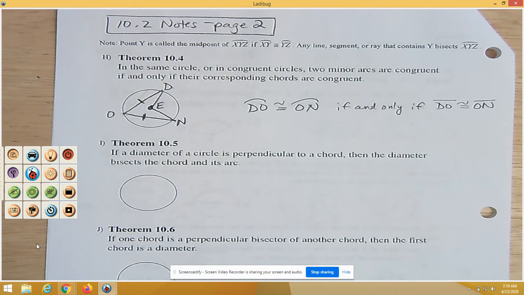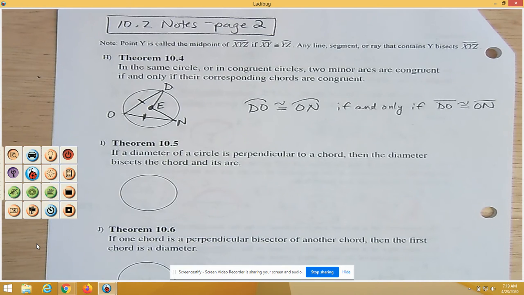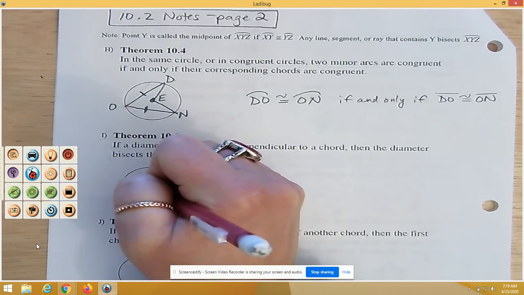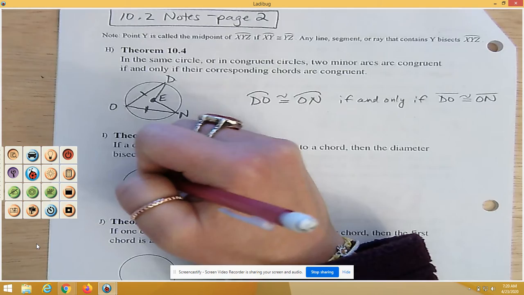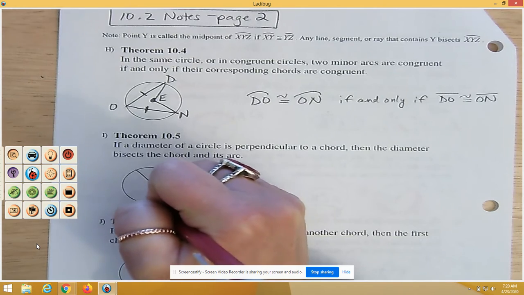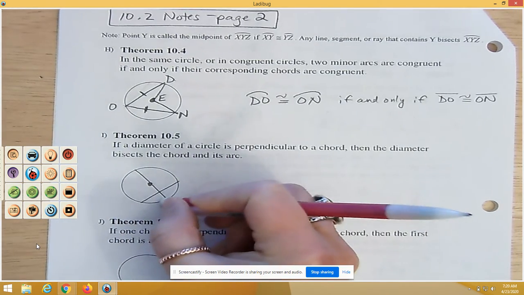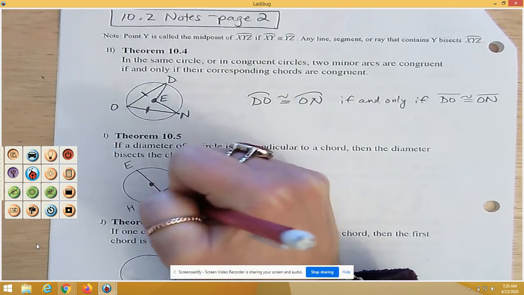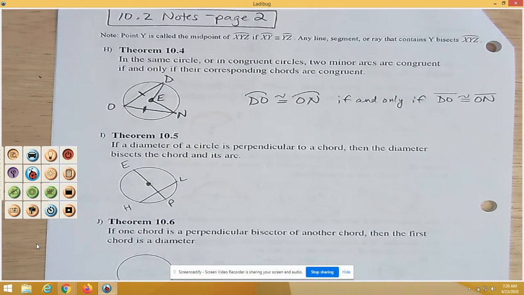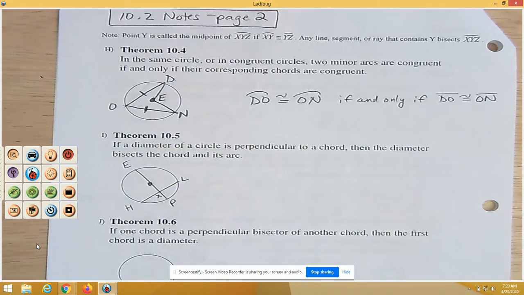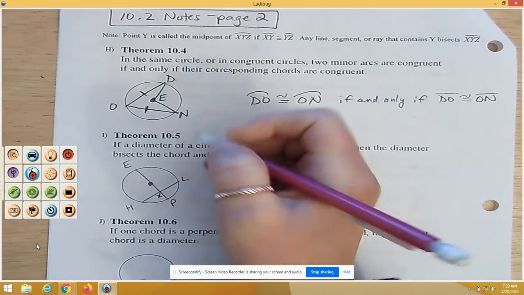Theorem 10.5 states, if a diameter of a circle is perpendicular to a chord, then the diameter bisects the chord and its arc. So I am going to put a point here for the center. I'm going to go ahead and draw my diameter. I'm also going to draw a segment there, and I'm going to say HELP, H, E, L, P. We all need some help sometimes, right? I'm also going to put an X here for this point. X marks the spot, so that intersection right there will be X. And I'm going to put a right angle.